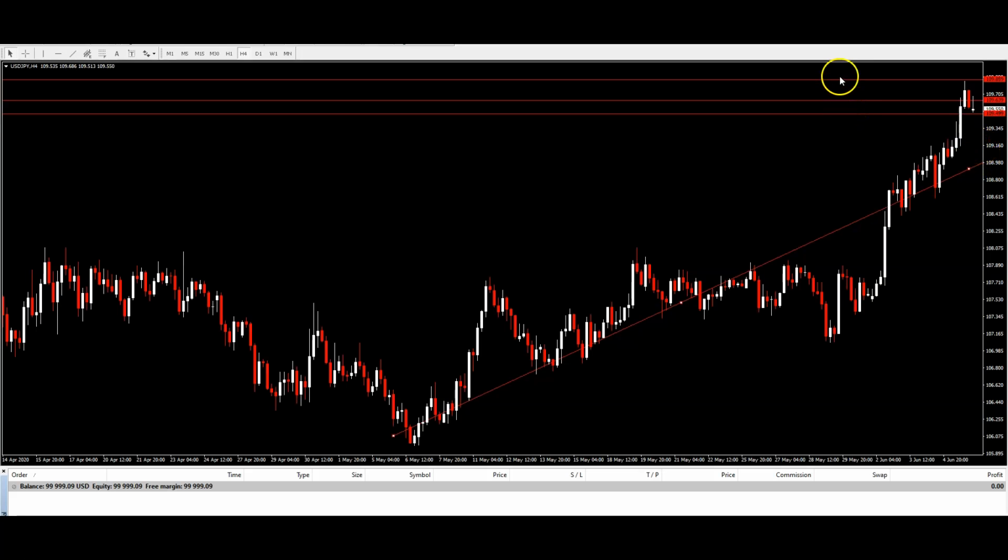Now, I drew my resistance line right here, my mid resistance line right here, and my support line right here. So if it passed my top resistance line, I'll get in a trade also. But if it goes down, I just wait until it hits my trend line right here.